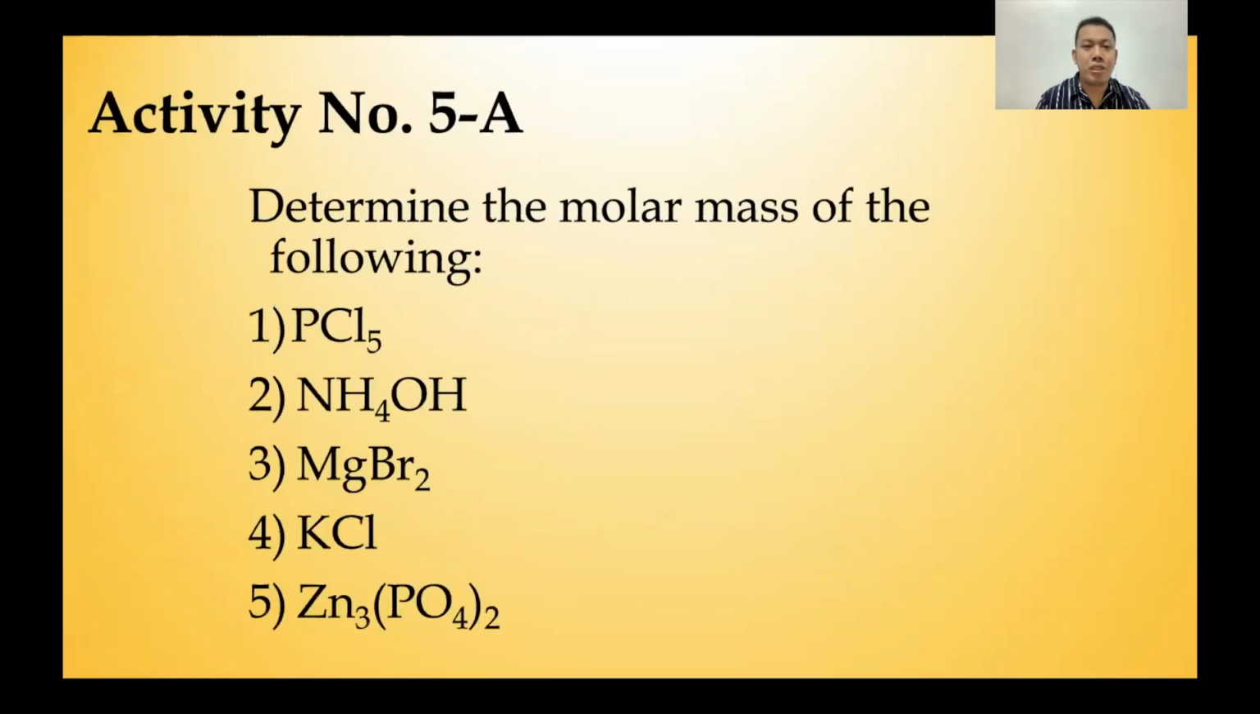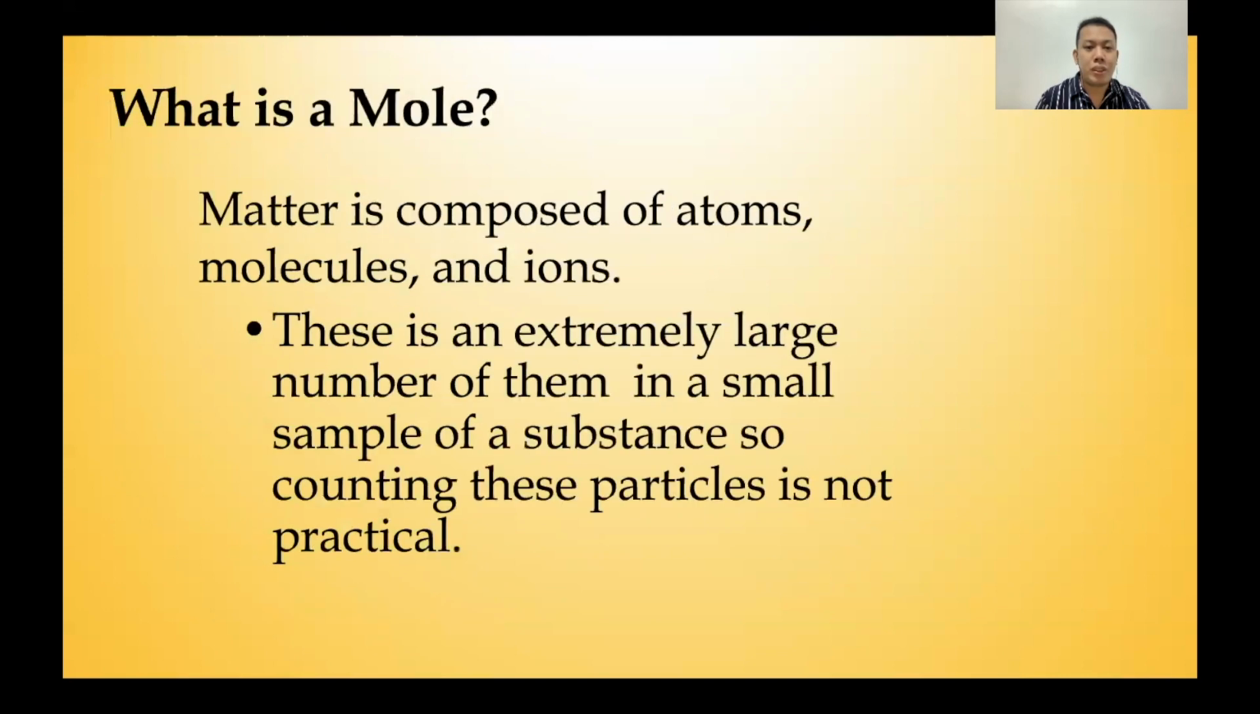For your first activity, I want you to answer the following. Determine the molar mass of the following compounds. One is PCl5, phosphorus pentachloride. Then you have ammonium hydroxide, magnesium bromide, potassium chloride, and zinc phosphate. Let us again recall. We are not yet in the main topic; we are still in the recall. So what is a mole?